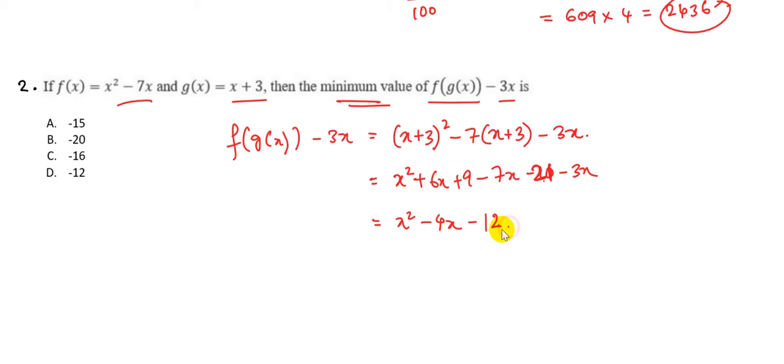So x square minus 4x minus 12 will be the value of f of g of x minus 3x. Now we have to minimize this. So in order to minimize this, we have to write it as a sum or difference of two squares. So basically it's a question of completion of squares.